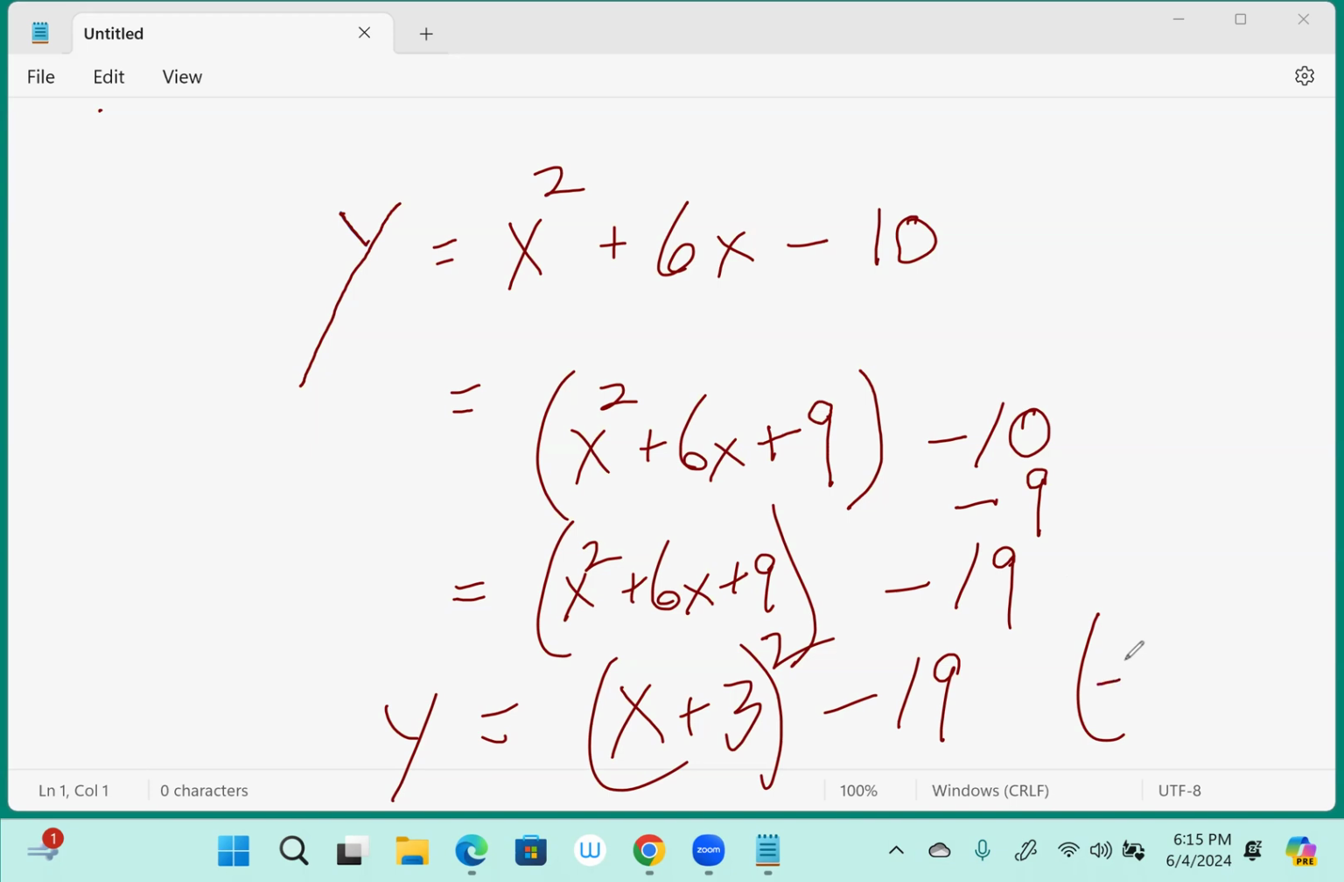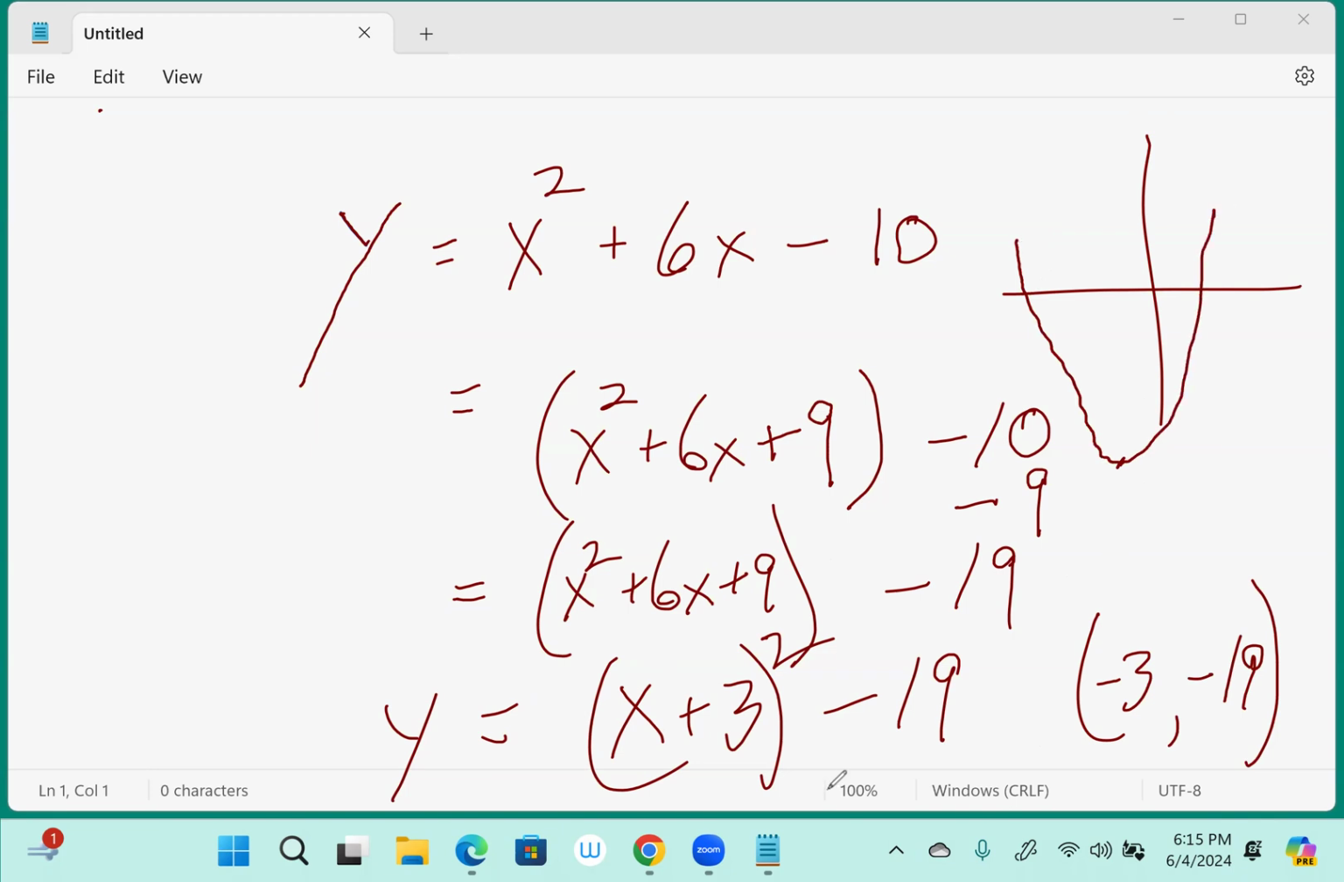Okay, so the vertex here is minus 3, minus 19. And a is 1. So to graph it, I just go to minus 3, minus 19. I know it opens up. It's not stretched or compressed. So it has basically that shape.